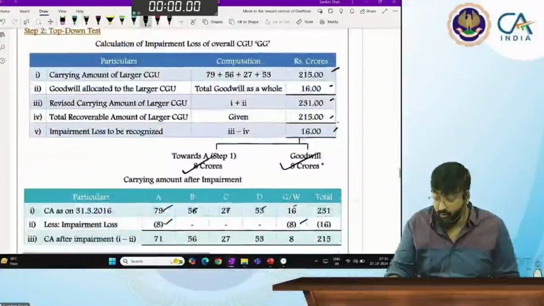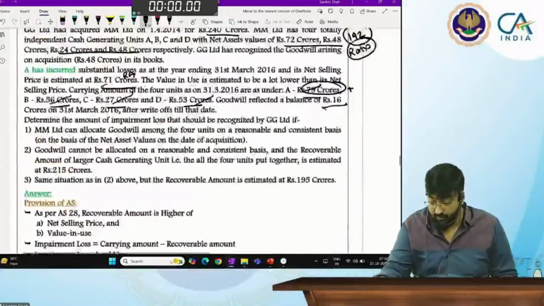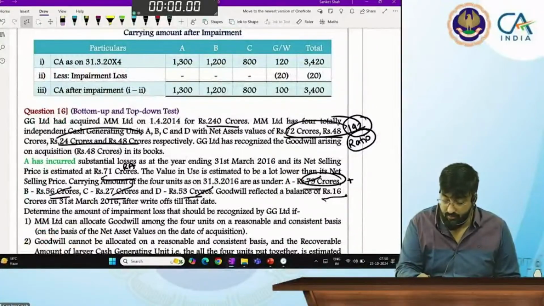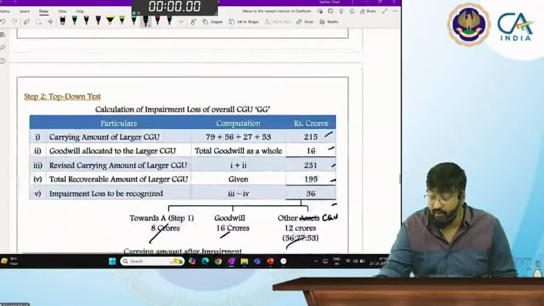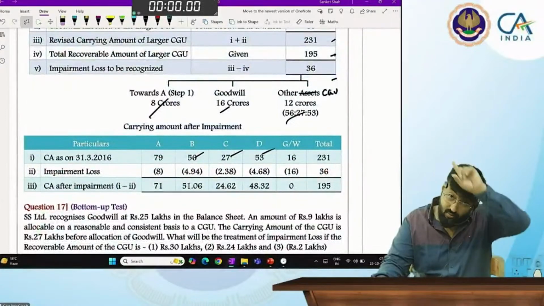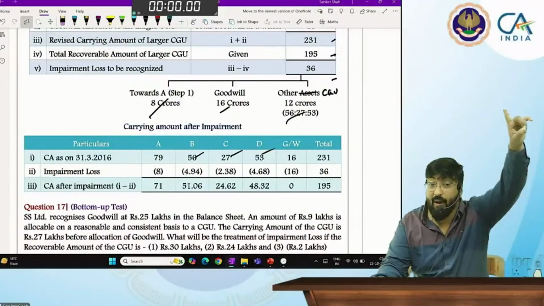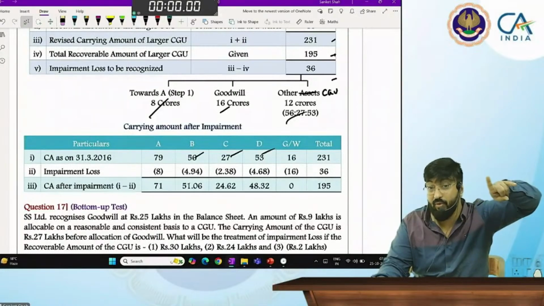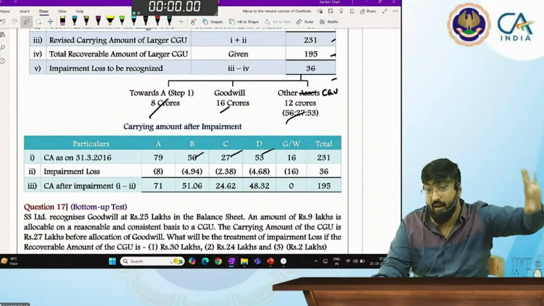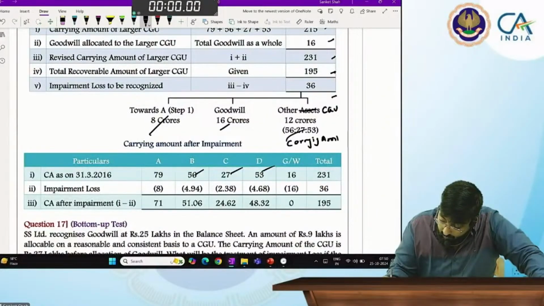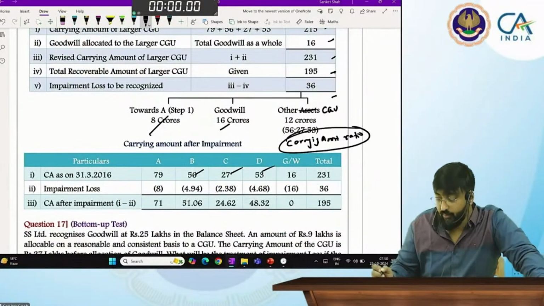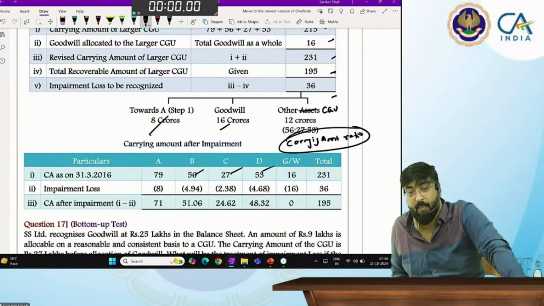Sir, not original amount. It is not in this ratio. Sir, you have to divide in the ratio of carrying amount. In which ratio? Carrying amount. Yes, goodwill is at fair value ratio on the date of acquisition, and this one is in the carrying amount. Got the concept? Yes, sir. So what was the carrying amount? 79, 56, 27 and 53. Okay? Sir. So this is something which is new.